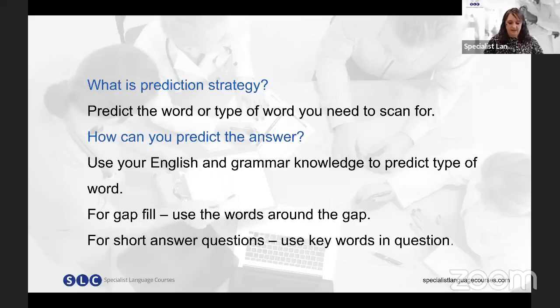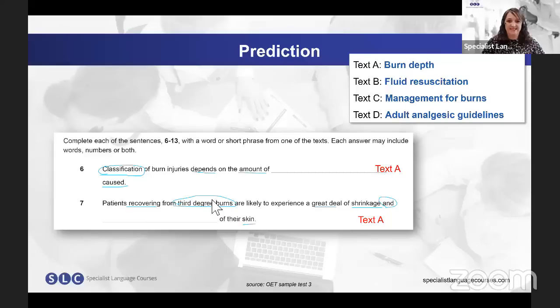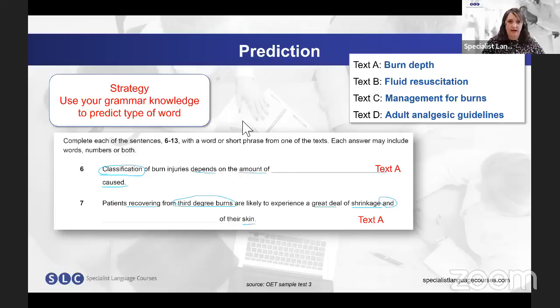All right, so let's take a look at some of these examples, and then I'm going to give you a chance to answer some of these questions using the strategy today. So coming back to our questions 6 and 7, we've got our keywords here. We've circled the words that we use to decide which text. We've decided which text. Now we're going to use our strategy of using our grammar knowledge to predict what type of word we're looking for.